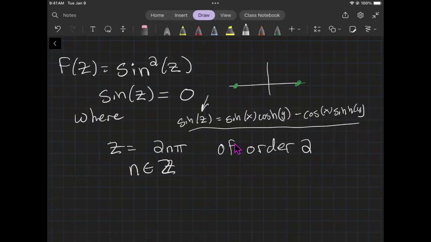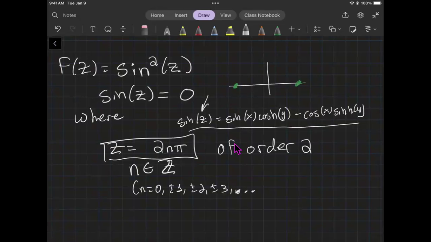And z would be 2n pi. There we go. That's it. So of order 2, it should be z equals 2n pi. And n is any integer, right? n is 0, plus or minus 1, plus or minus 2, plus or minus 3. And for all of these different n values, since we have an exponent of 2 here, that would give us each a zero of order 2. Okay, so hopefully that made sense.